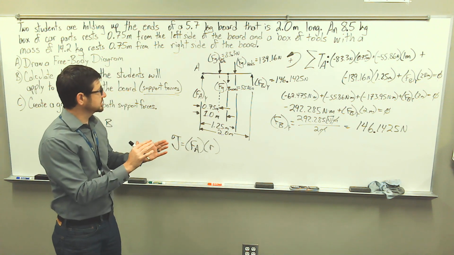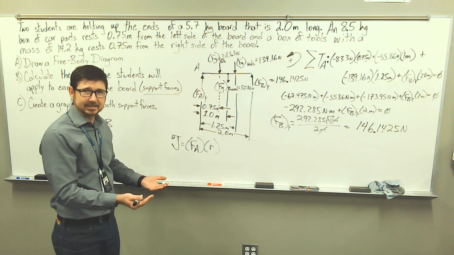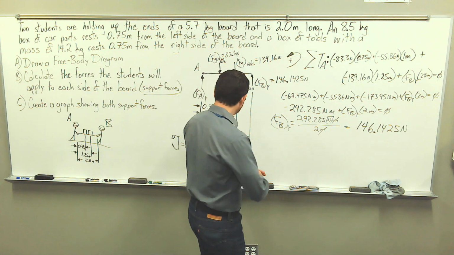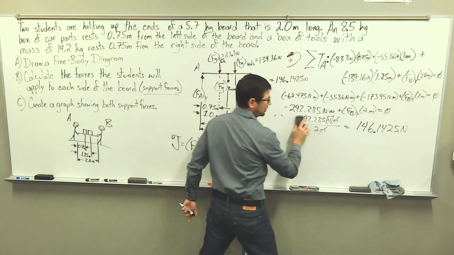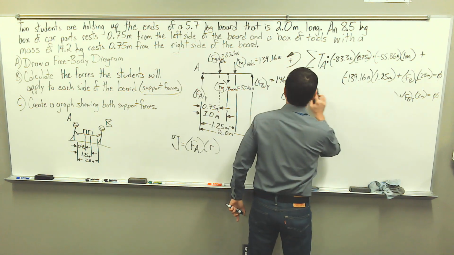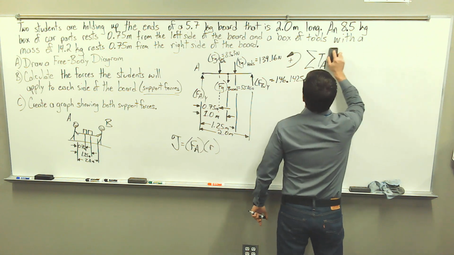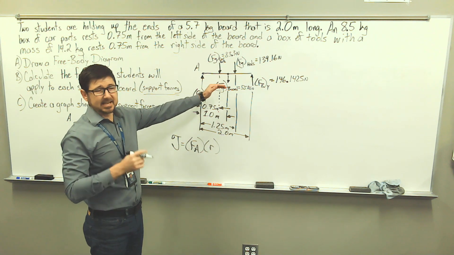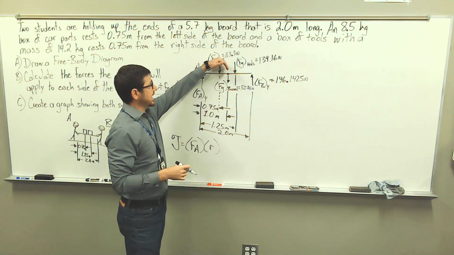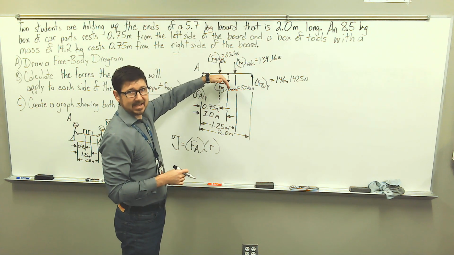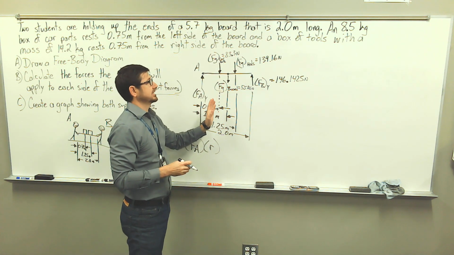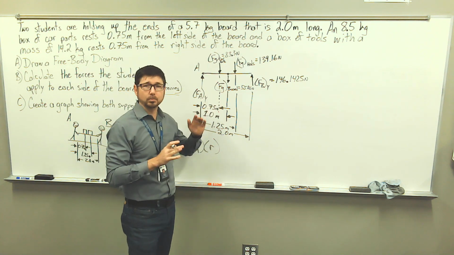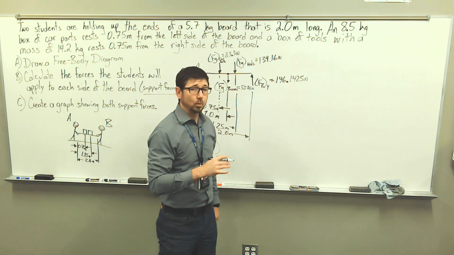All right, so next what we need to do is calculate support force A, the force that student A is applying in a positive y direction to hold up his end of the board. I'm running out of room here, so I'm going to erase all of this. Since our board is in a state of equilibrium, our forces in the negative y direction and our forces in the positive y direction will be equal in magnitude, but the vectors are pointing in opposite directions. So we can write an equation there.